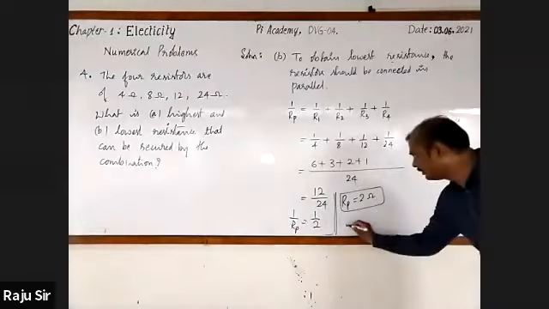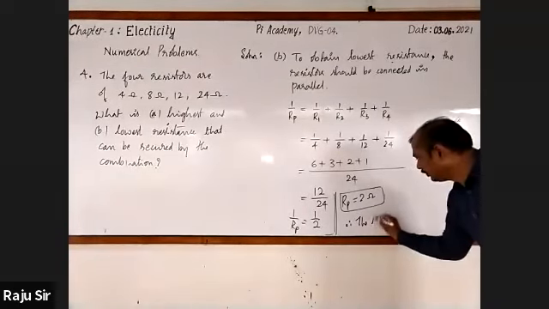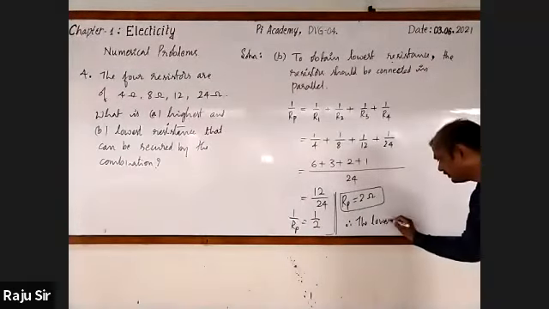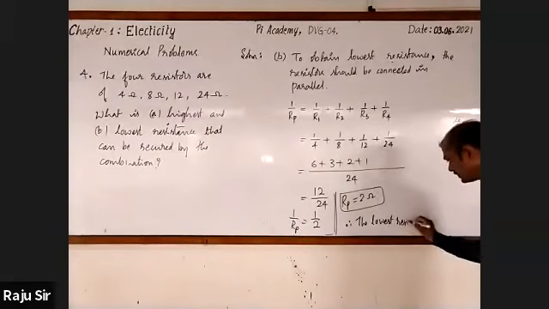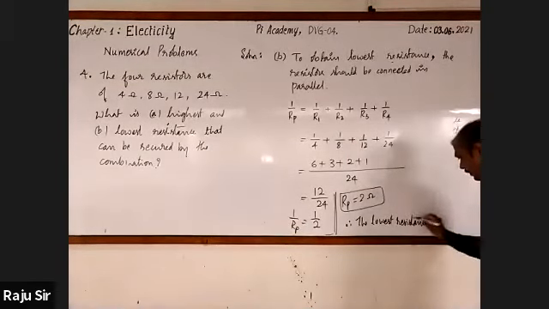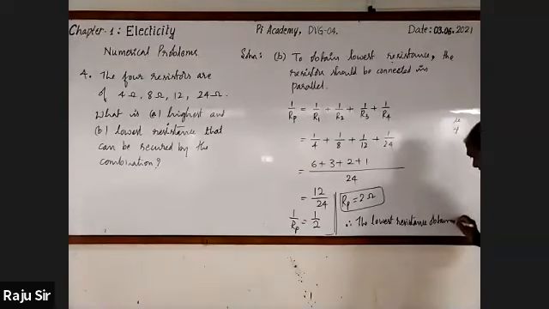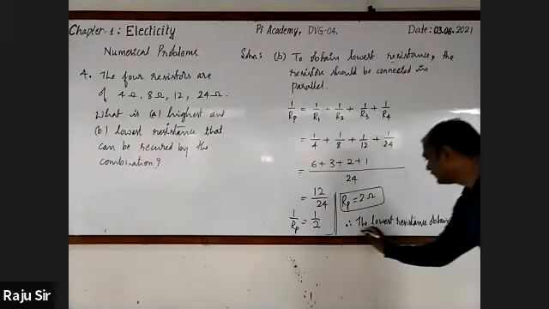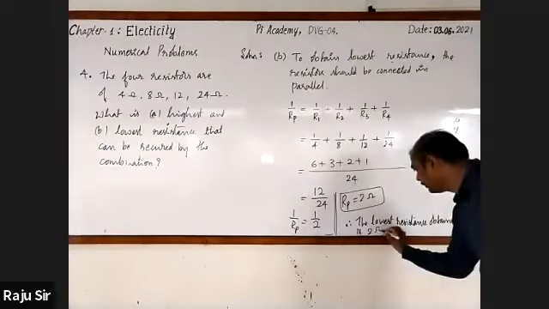Conclusion. Therefore, the lowest resistance obtained is 2 ohm.